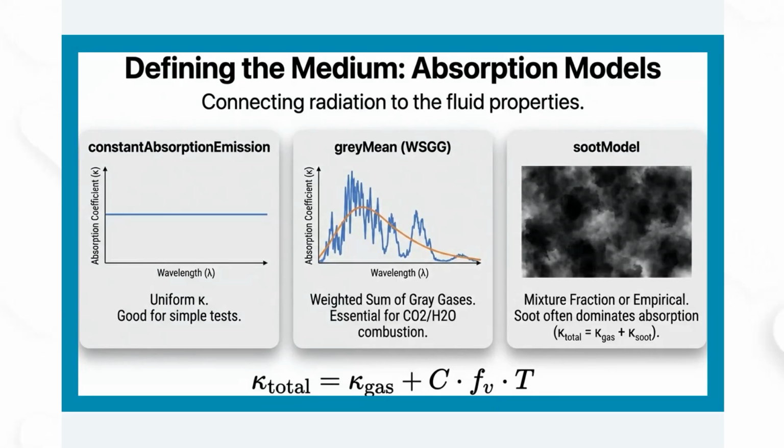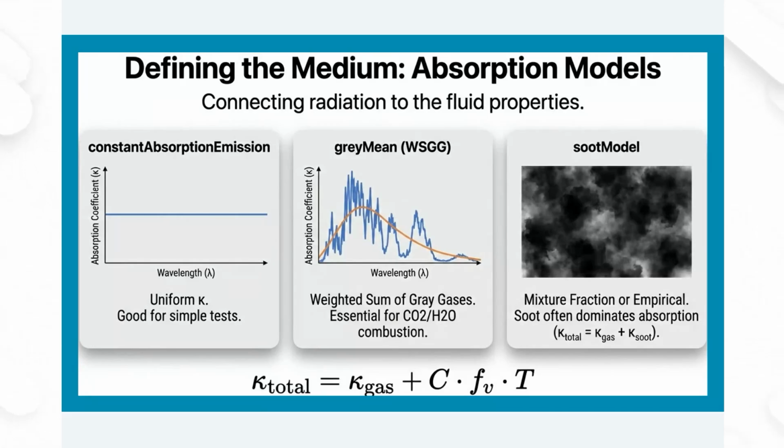We have 3 different models, or 3 different approaches. Option number 1, this is your constant absorption model. This is the baseline, the simplest approach. It assumes that your absorption coefficient is uniform everywhere and does not really change with temperature or wavelength. This is ideal for simple tests or scenarios where the medium is non-participating, like clean air in electronics cooling. You essentially need a placeholder value to stabilize your solver.